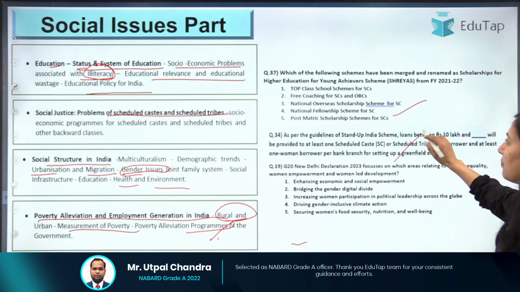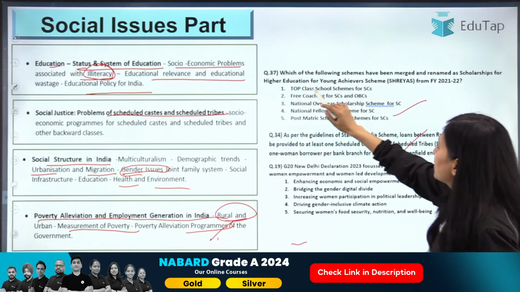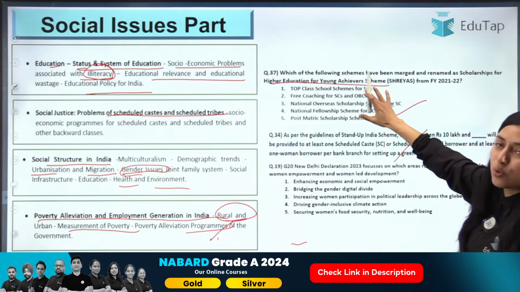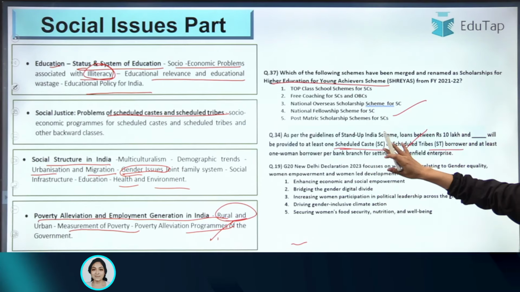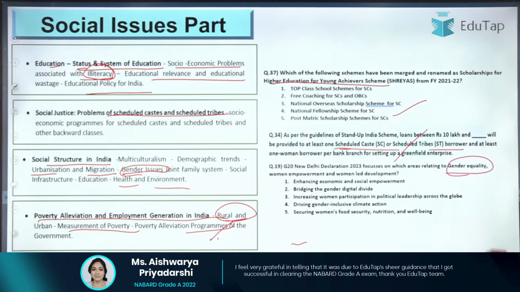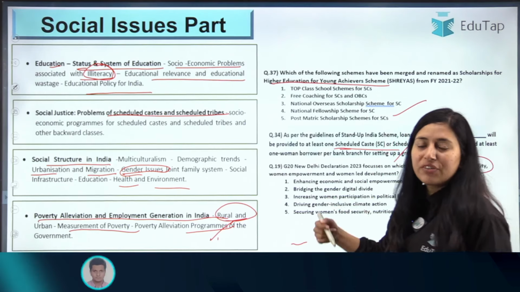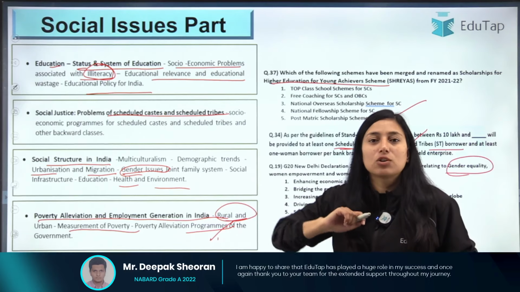So you can see the example here. One example is related to scholarship for higher education. So here an education-related question came. Then a question came regarding what the government is doing for SC/ST tribes. Then there is a gender equality question also. So these are some examples. Okay, you can refer to the PYQs. You can see the type of questions that are being asked under these topics.